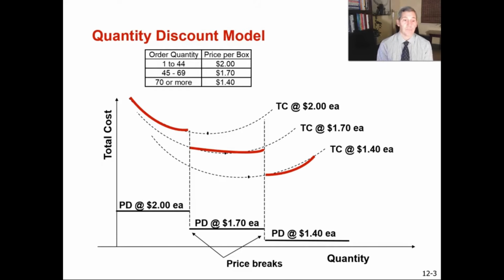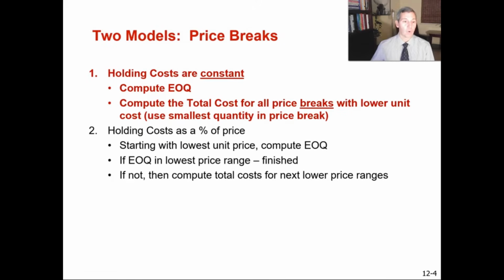So if I calculate, for this example on the screen, that I need 35 of them, I'm going to calculate what it would cost me to buy 45 of them at $1.70 or 70 of them at $1.40. You don't buy too many more than you need. You always want to use the smallest quantity in that price break for this calculation. Okay, so when holding costs are constant, compute the EOQ and then compute the total cost.